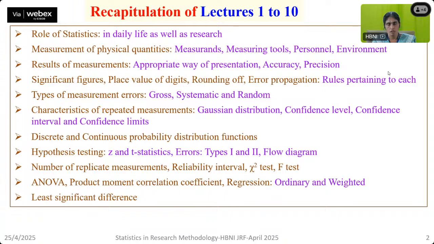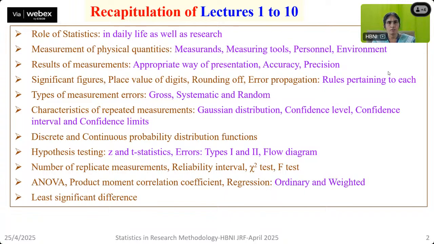Then the correlation between two variables, dependent and independent variables, which is explicated as product moment correlation coefficient. Further, if there is a linear relationship, how to derive the relation between these two variables, dependent and independent variable, via method of least square fitting. There we had seen both ordinary and weighted least square fitting, and the utility of both of these fittings as per the situation, as per the requirement that we had discussed in the previous class.